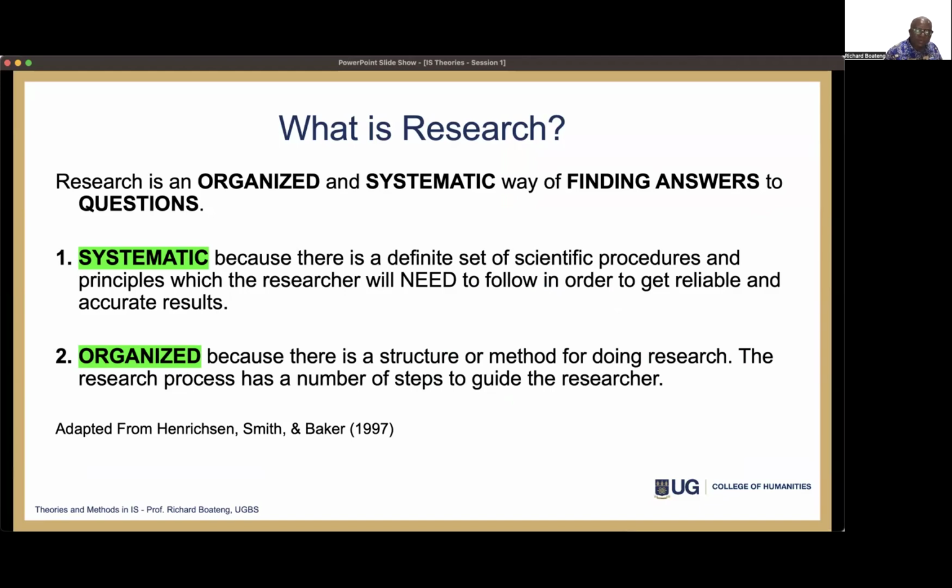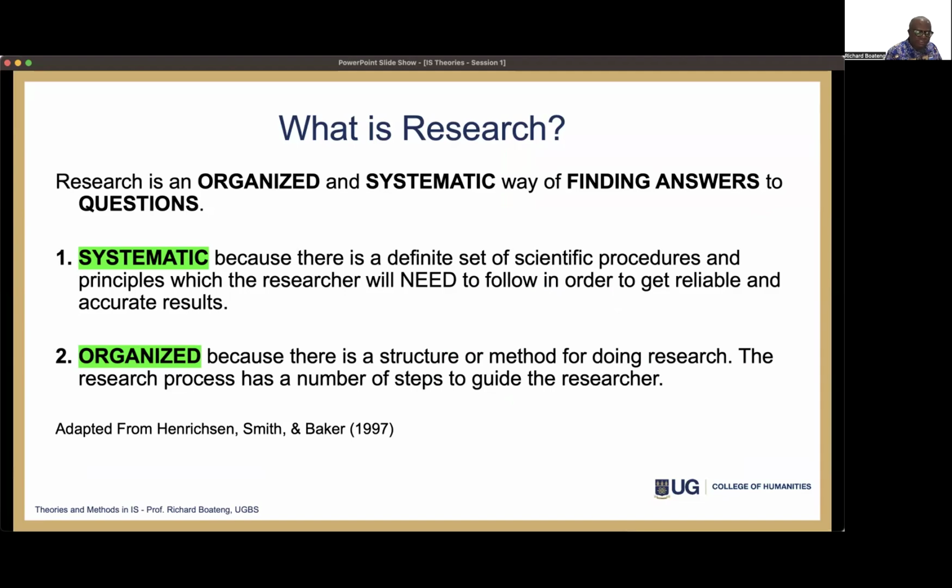So these things play a very key role in trying to understand what an information systems researcher does. And throughout the semester, we'll be talking about some of these scientific principles that govern information systems research. Now, apart from that, every research, in a generic manner, needs to be organized, meaning that there are some steps that a researcher needs to follow.